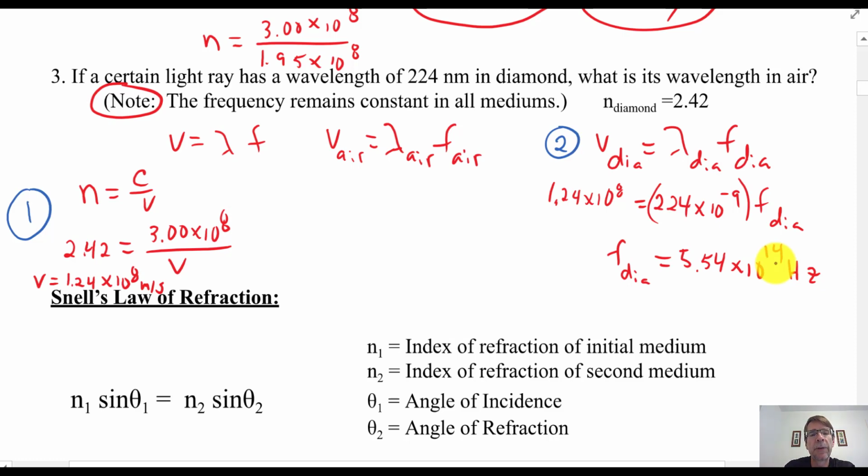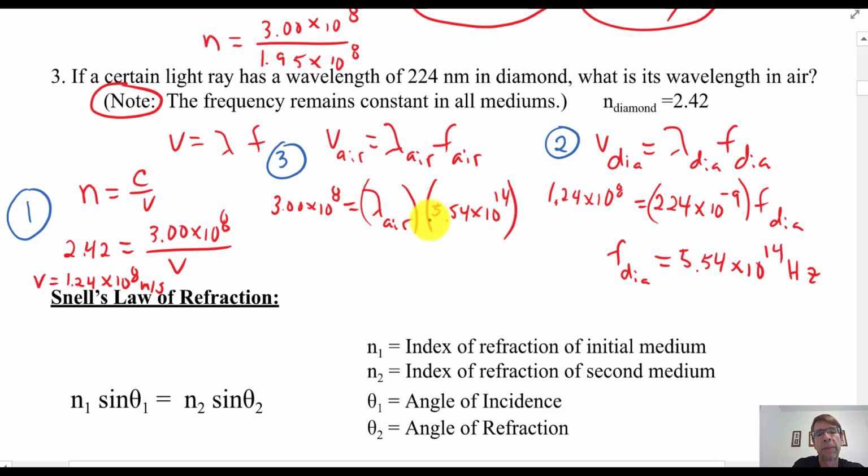All right, now I'm going to go to the middle here. That's why I'm using numbers to show you how I'm progressing in this problem, because I'm going back and forth here. The velocity in air is our 3 times 10 to the 8th. Air is like a vacuum. 3.00 times 10 to the 8th equals the wavelength in air, which is what we're looking for finally here, times the frequency, which is that 5.54 times 10 to the 14th. So this will give us the wavelength in air.